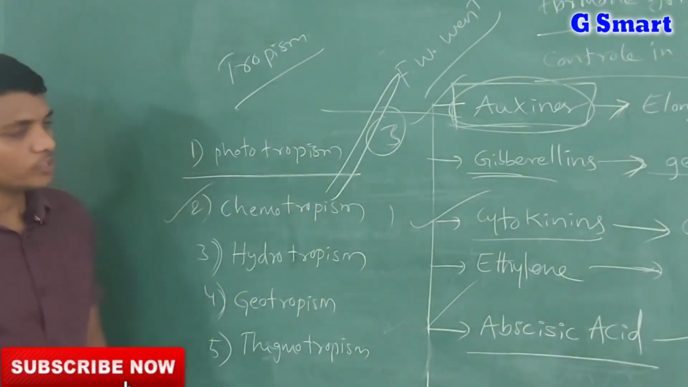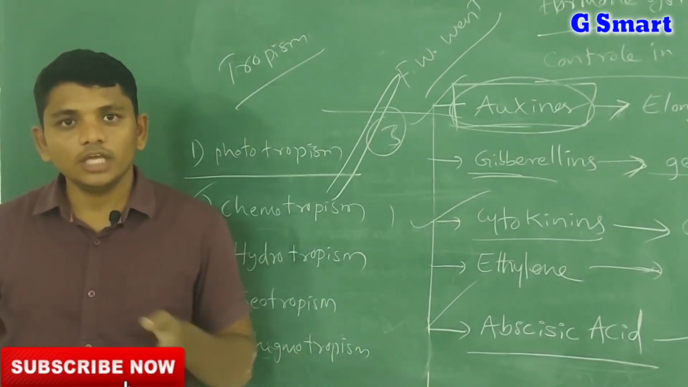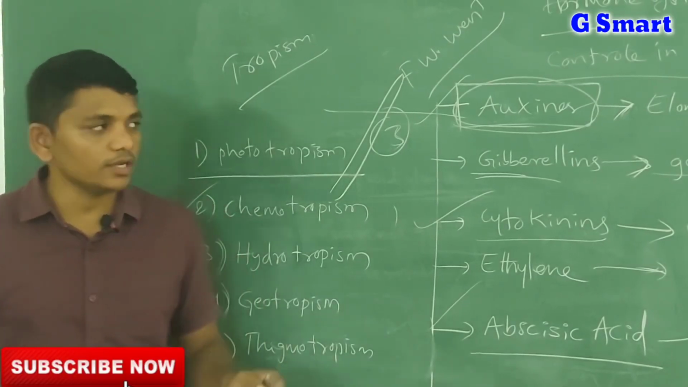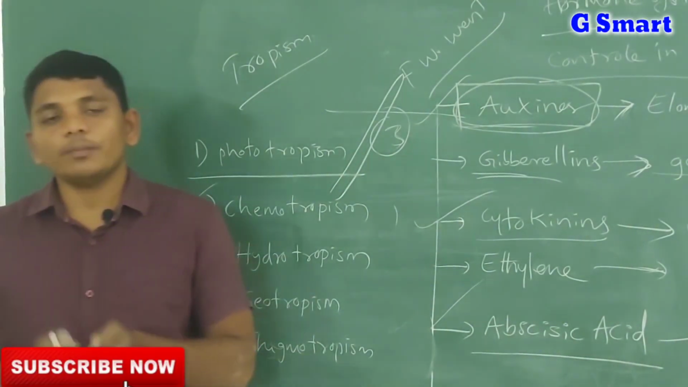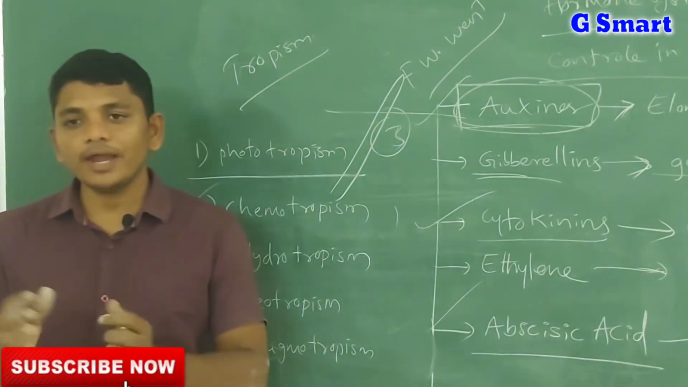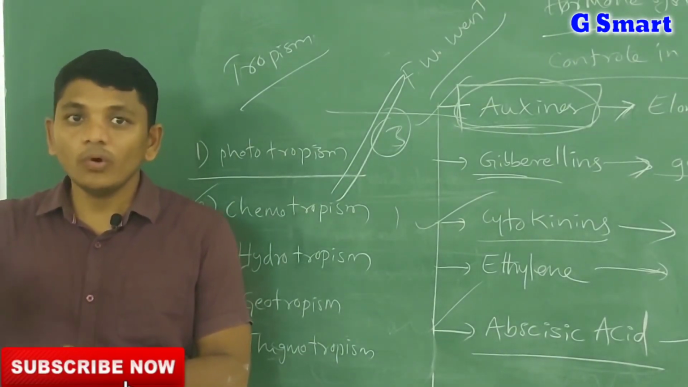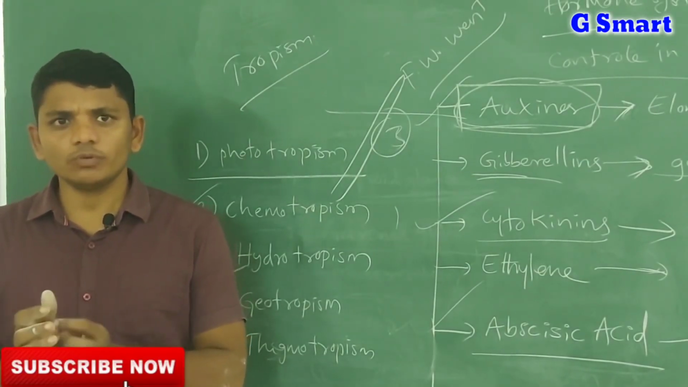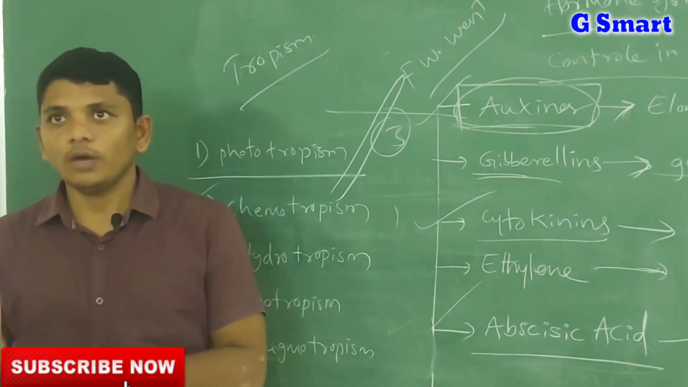And the second one is chemotropism. Growth of the plant towards a chemical is called chemotropism, which is also due to auxins. And also hydrotropism, growth of the plant towards water. And geotropism. You know, the plant is growing in the upward direction.